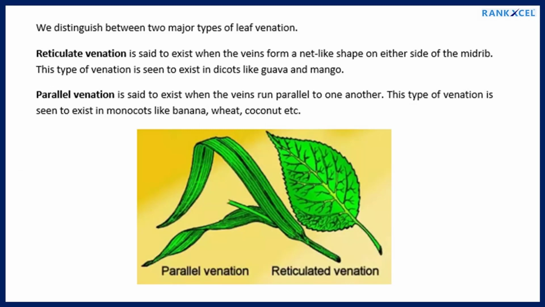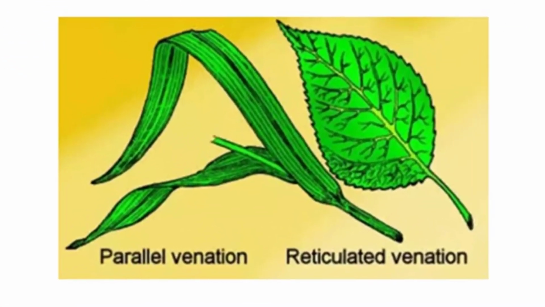We distinguish between two major types of leaf venation. Reticulate venation is said to exist when the veins form a net-like shape on either side of the midrib. This type of venation is seen in dicots like guava and mango. Parallel venation is said to exist when the veins run parallel to one another. This type of venation is seen in monocots like banana, wheat, coconut, etc. Parallel and reticulate venation.